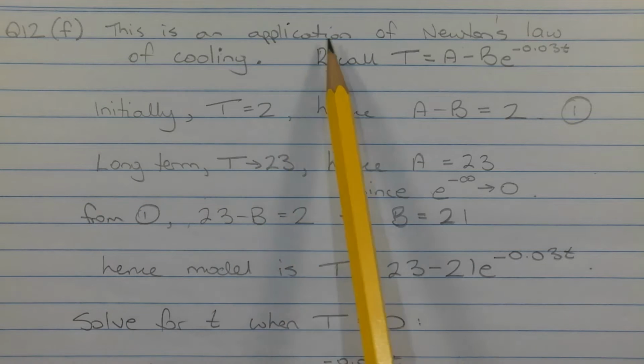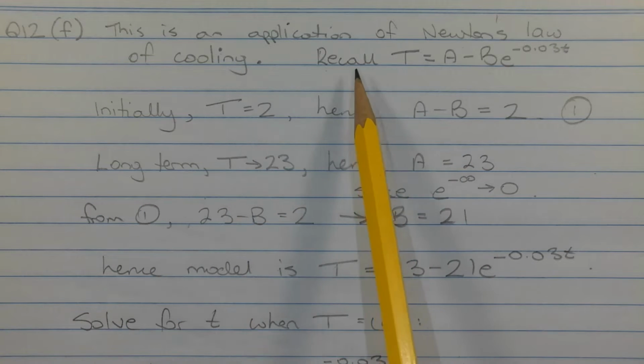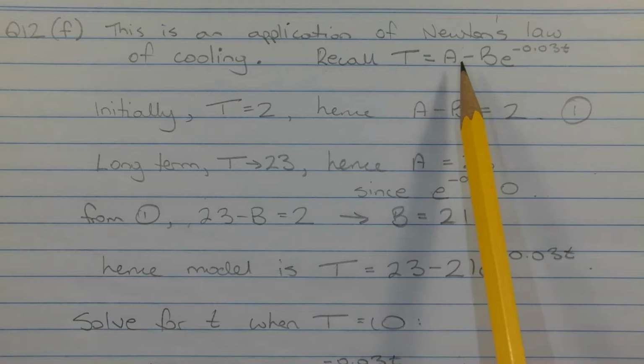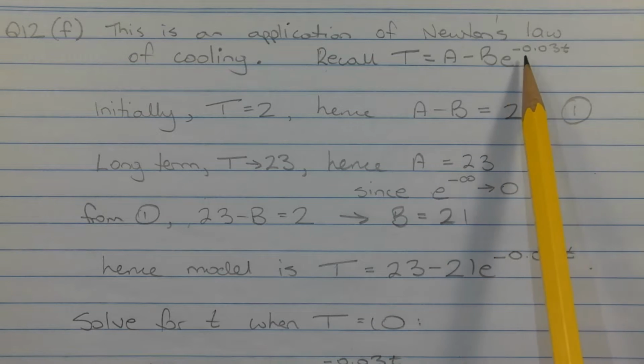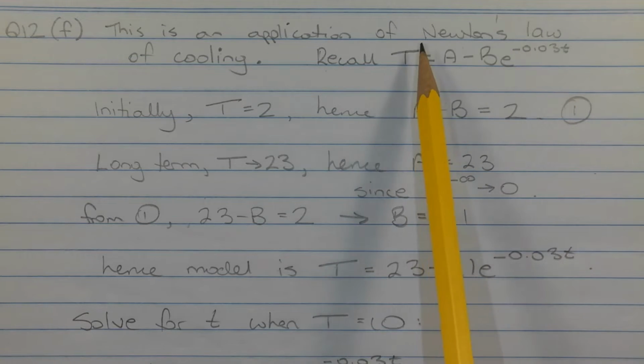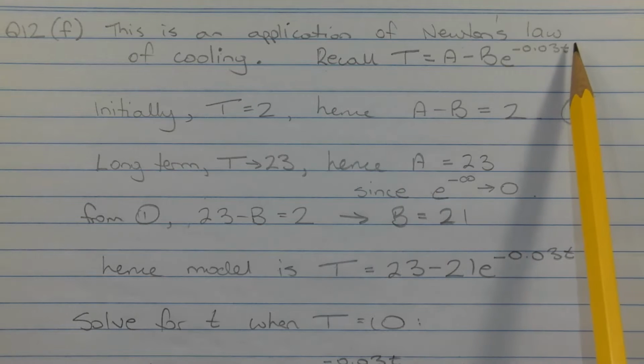This is an application of Newton's law of cooling. Recall the model: capital T equals A minus B times e to the power of negative 0.03t. Now I'm saying capital T because the lowercase t here refers to time. So when I just say t, I mean time t.